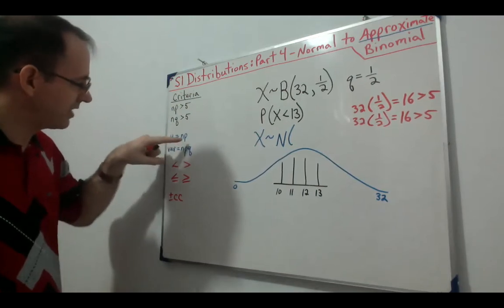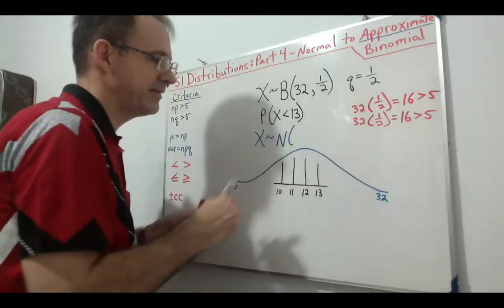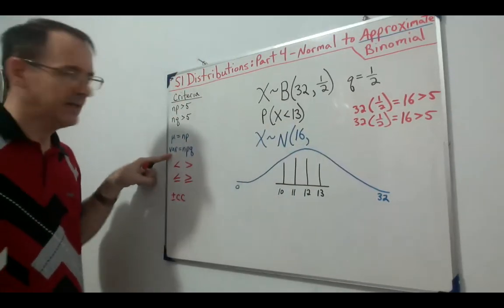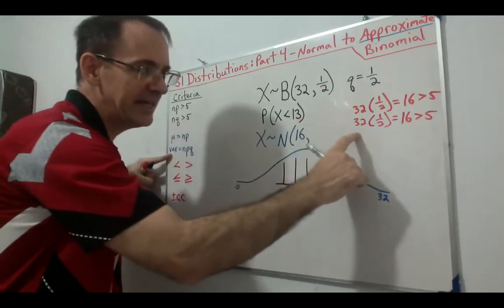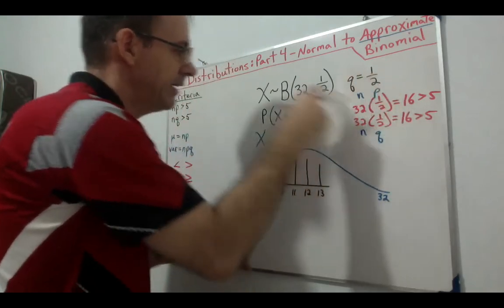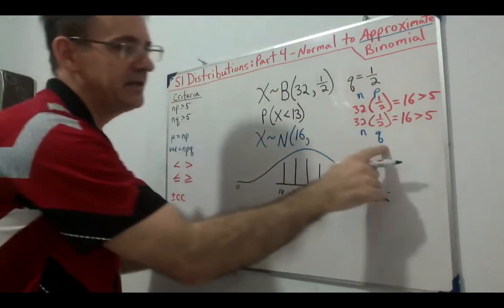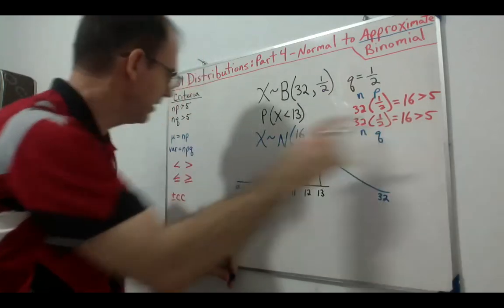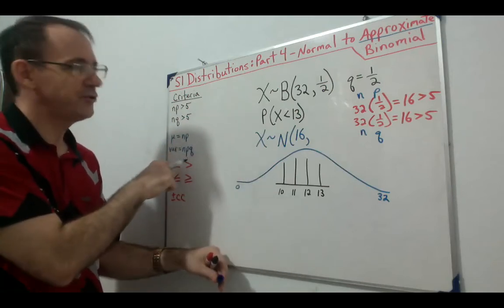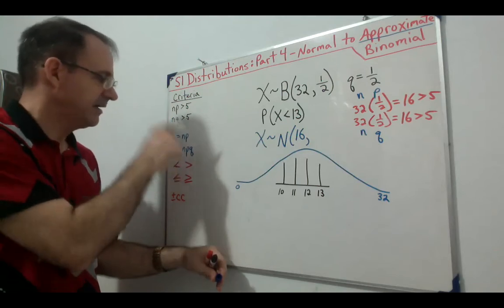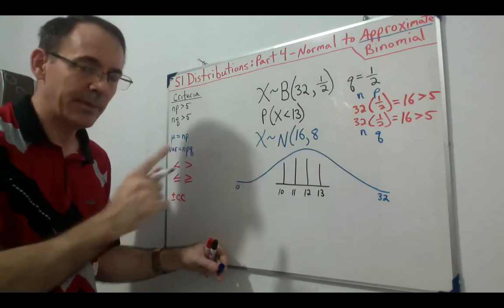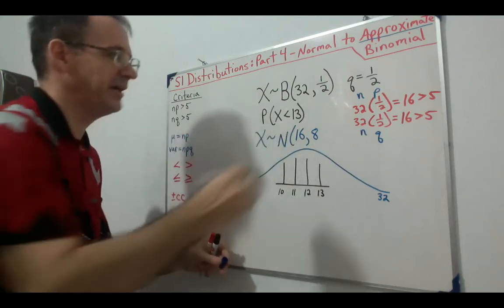So the mean is just N times P. We already calculated that out: it is 16. Now don't get confused with variance. The complement is just N times Q. N times P is the mean, but N times Q is the complement. For the variance, it's N times P times Q. So 32 times 1/2 is 16, times 1/2 again is 8. That's the variance. Okay, now remember that's variance, not standard deviation.